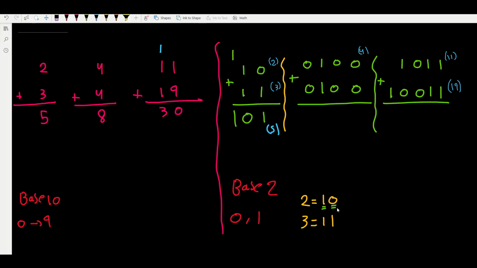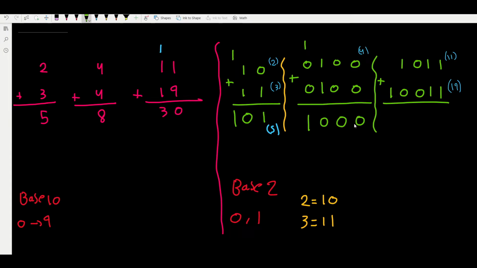That's why I said it's important to keep these two numbers in mind. Now let's go to the next one. Well, 0 plus 0 is 0, 0 plus 0 is 0, 1 plus 1 is 2. We don't have a 2, so we will put a 0, and we will carry a 1, and 1 plus 0 is 1. And indeed, 4 plus 4 is 8, and this is the 8 in binary.